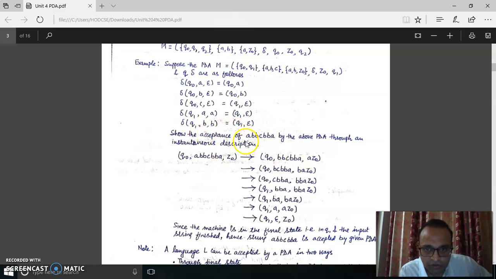Now we are asked to show the instantaneous description of this transaction. Q0, A B B C B B A. You can see that it's a type of palindrome built up from A, B, and C, and the initial stack symbol is Z0. What is happening here? Once A is there, we are remaining on the same state. A has been read. Now the string is only BBCBBA, and we push A on the stack. Now B is read. B is pushed here. Now B is again read. B is pushed again here.